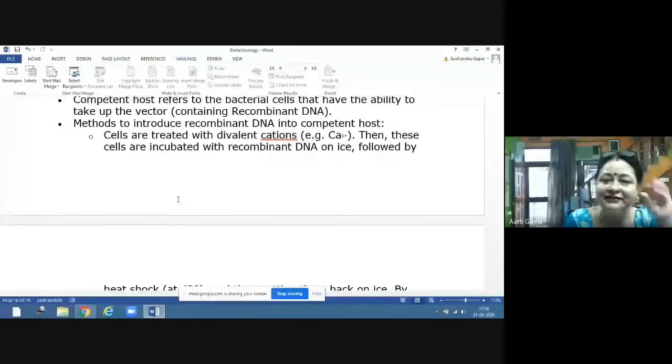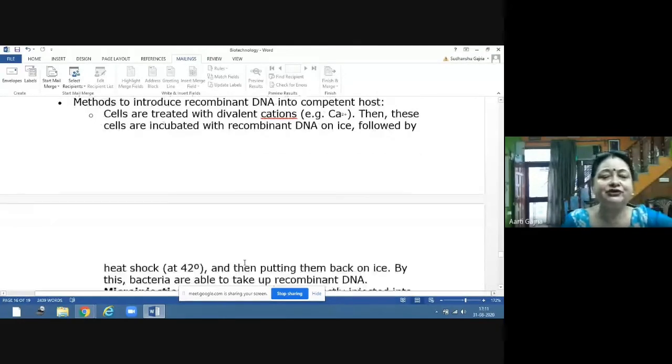Now once the DNA has got into the cell, then the cell has to be given heat shock. Now what is heat shock? You have to take the cells which are having the recombinant DNA, because now the recombinant DNA is inside the cell. Then you have to put that cell on ice, and after ice immediately you have to shift that to the heat, approximately 42 degrees Celsius. So from ice to 42 degrees Celsius, from 42 degrees back to ice, from ice to 42 degrees. This is called heat shock.